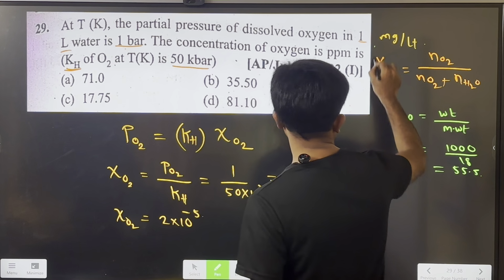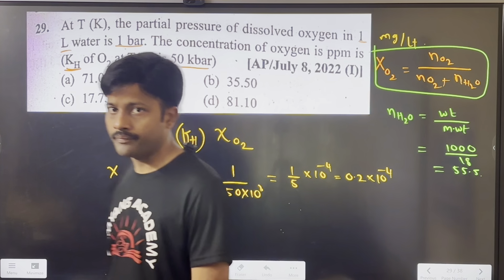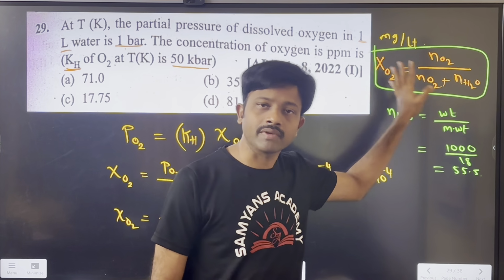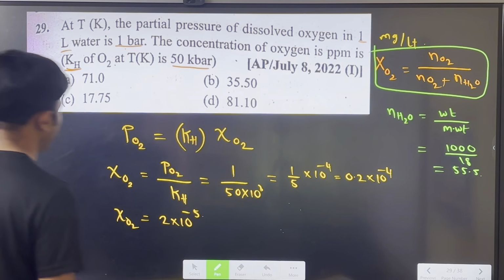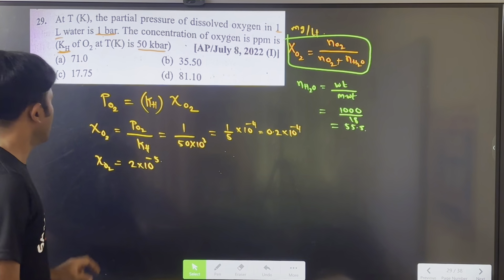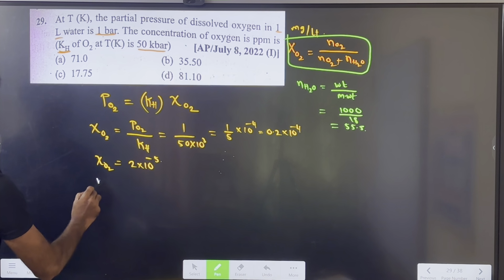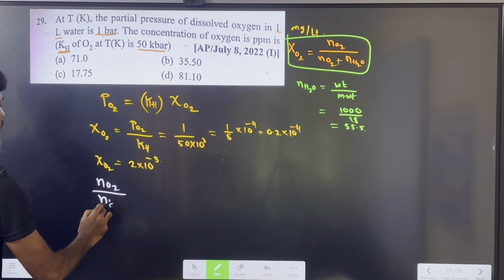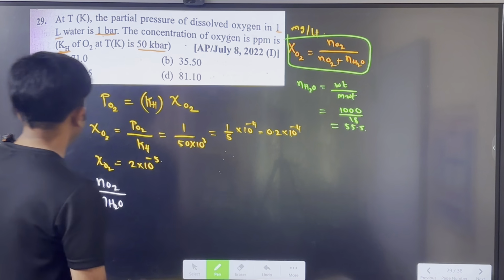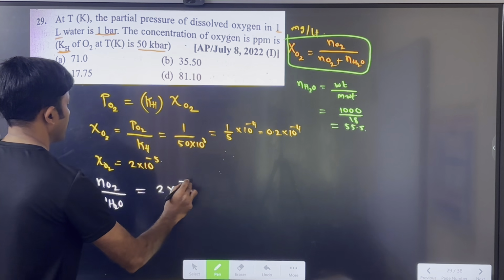Okay, so this is the mole fraction of oxygen: number of moles of oxygen by number of moles of oxygen plus number of moles of water. When compared with the number of moles of water molecule, the number of moles of oxygen we can neglect, right? So mole fraction of oxygen we can write as number of moles of oxygen by number of moles of water, which is equal to the value here, 2 into 10 to the power of minus 5.